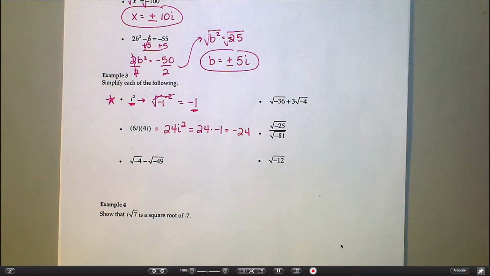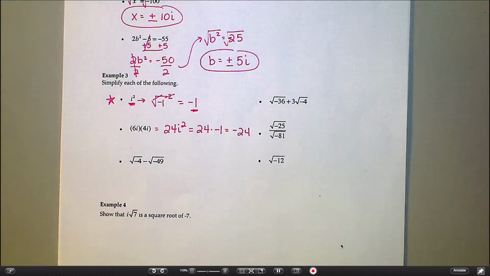So really, if you have like 5i squared somewhere, I want you to just look at that and go, oh, that's a negative 5. Or 6i squared would be a negative 6. Anytime you have something with an i squared, it really just turns negative. But notice it doesn't have an i anymore. That's going to be important really more tomorrow than today.